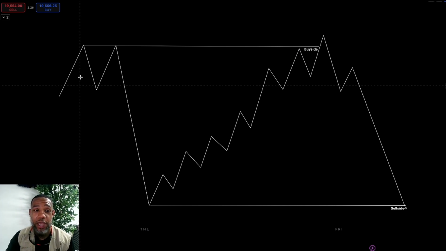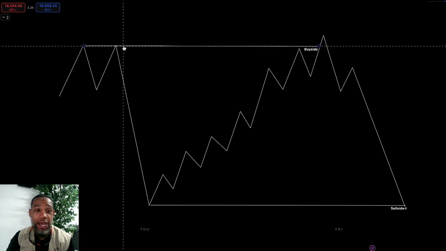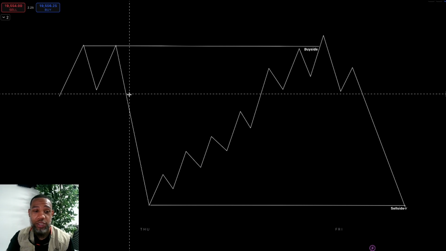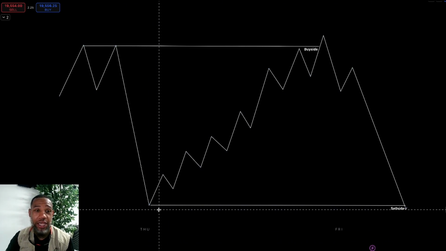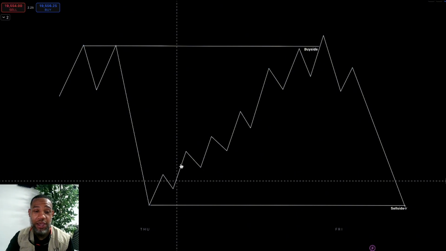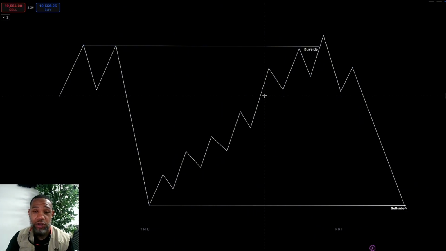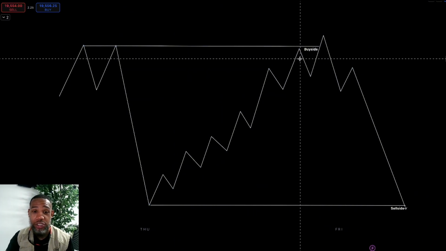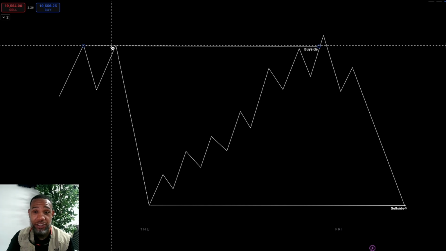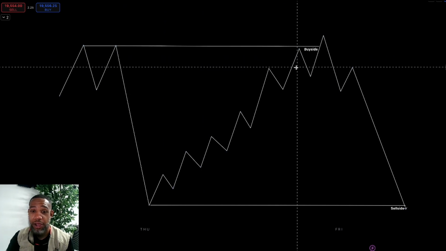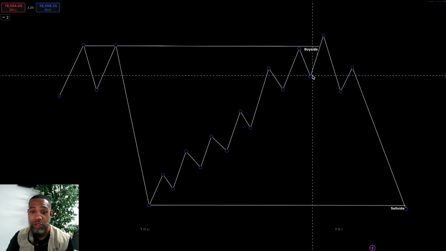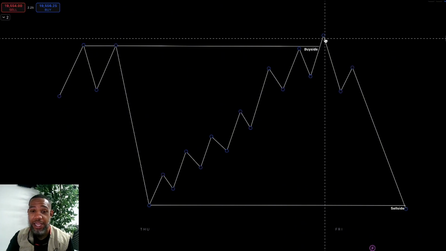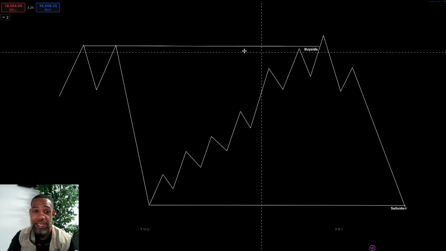So first you have engineered buy side right here. After the buy side was created, we come down to a low, creating sell side. Then we have a buy model going towards the draw, which is this buy side that was previously engineered. Now the breaker here: we have a high that doesn't take it yet. We have a lower low, and then a higher high, now taking that liquidity.